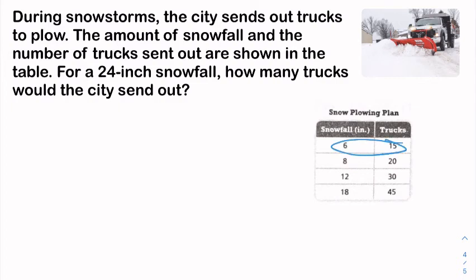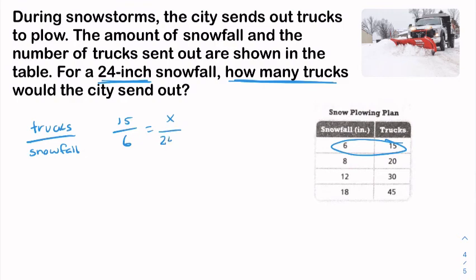So I'm going to take my number of trucks and put that on top, and that's going to be over the snowfall in inches. The entry I chose has 15 trucks for 6 inches of snowfall. The question is asking for the number of trucks, so my variable X is going to go on top, and that's during a 24-inch snowfall. So 24 will go on the bottom.